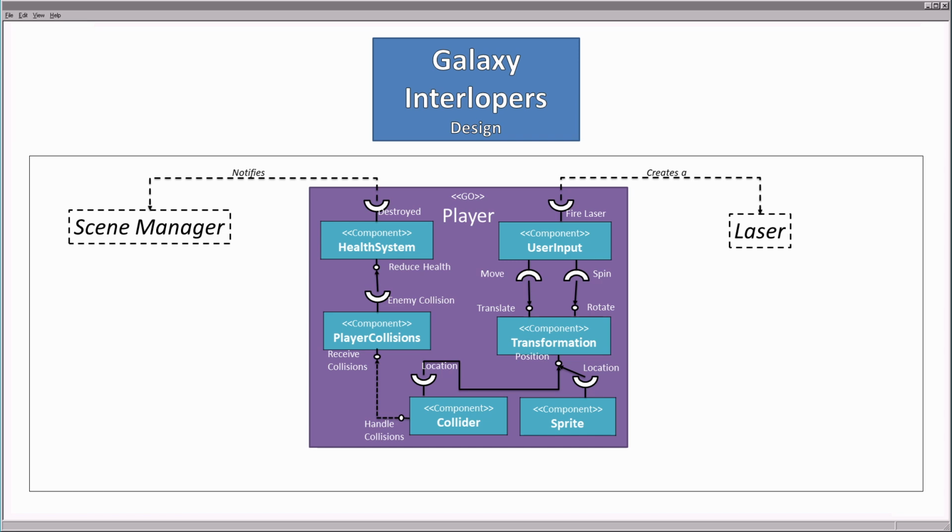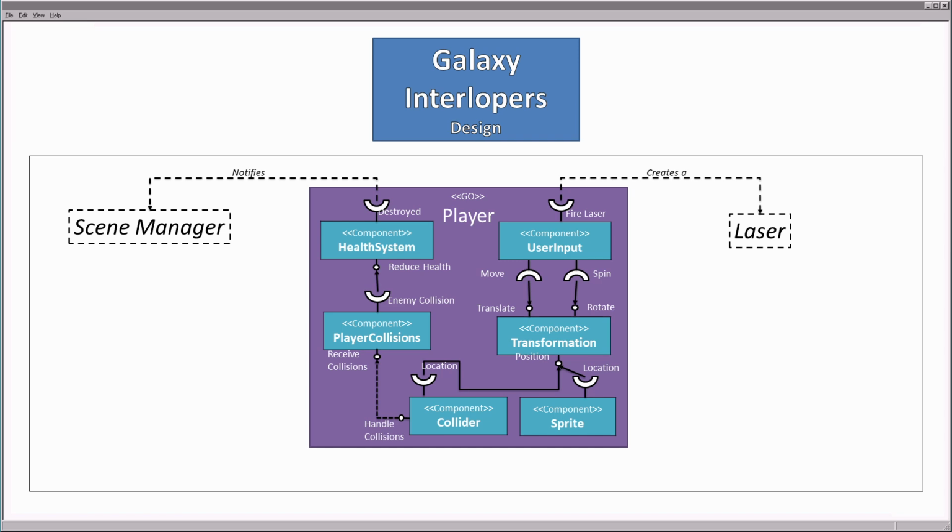We also notice that there are 2 exterior dependencies that we must address. Firing a laser requires it to create a laser game object. Notifying the scene manager that the player has been destroyed requires a scene manager game object. We need both of these to complete the player system, so let's move on to some other game objects.